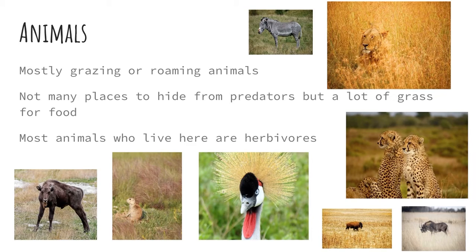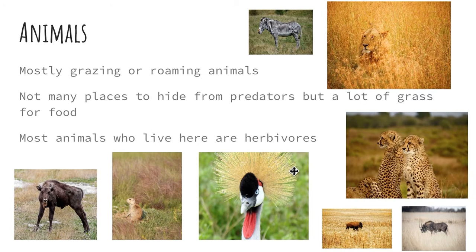So in this slide we're going to talk about animals. There are a lot of pictures of animals here. So animals are mostly grazing or roaming animals. So that means that they are animals that eat grass, like sheep or cows, and animals that kind of move from one place to another. There's not many places to hide from predators, but a lot of grass for food. Most of the animals who live here are herbivores. Herbivores are animals that eat only plants.